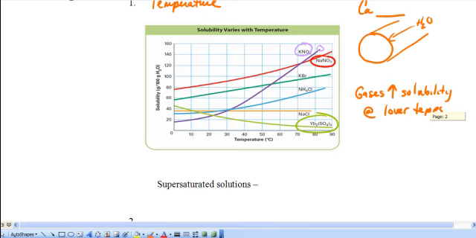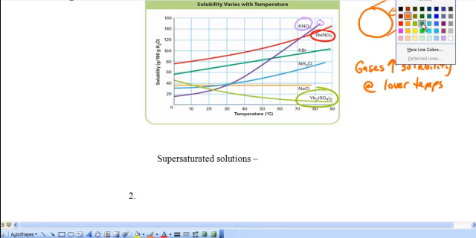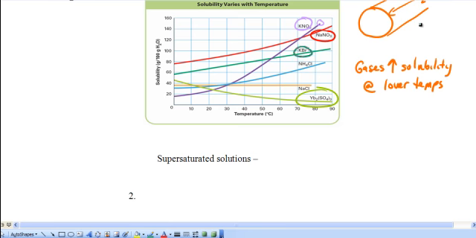Now, moving on. If you carefully cool down a solution, you can actually create what's called a supersaturated solution. Now, a saturated solution contains the maximum amount of solute. However, if you take a solution, let's go with that KBr, which is right here. At 80 degrees Celsius, you can dissolve about 100 grams of KBr in 100 grams of water. However, at say room temperature, right around 20 degrees Celsius, you're at about 65 to 70 grams.